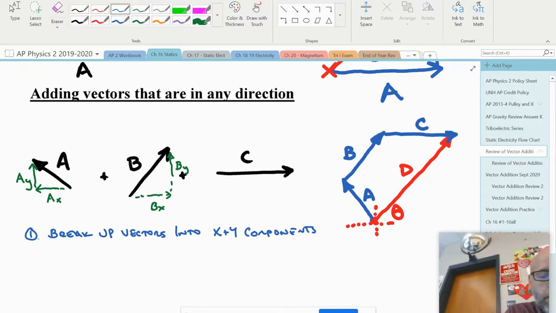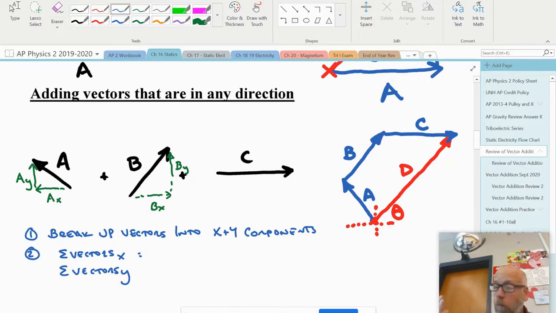Now we can do that, again, using our right angle trig, sine, cosine, tangent. Okay. Number two, we are going to sum up all of the vectors in the X direction and sum up all of the vectors in the Y direction. Now in the X direction, can I sum anything up if I don't know which direction is positive? I don't think I can. I'm going to make up and write positive. Thank you for pointing that out, guys.